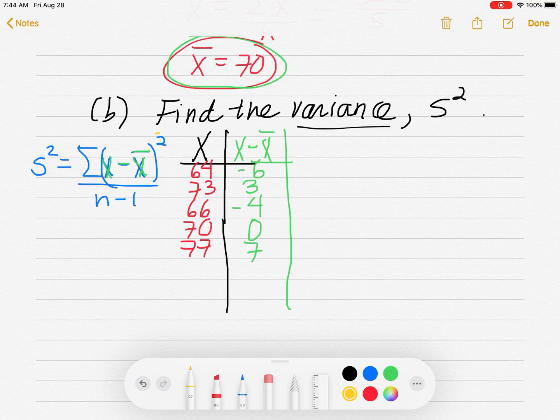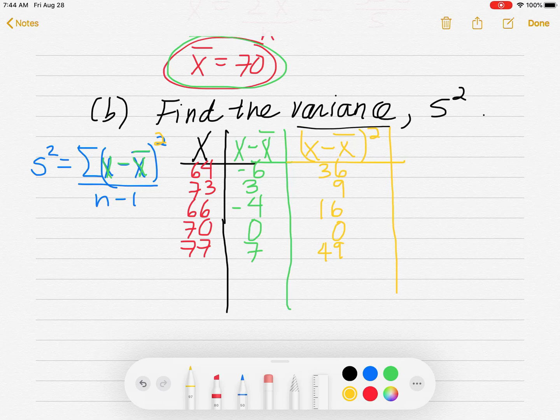Okay? The next thing I have to do is square this column. So I'm going to make a new column, X minus X bar, squared. Remember, when you square negative numbers, they're always going to be positive. In the calculator, you put negative 6 in parentheses and square that. But we know negative 6 times negative 6 is just positive 36. 3 times 3 is 9. Negative 4 times negative 4 is 16. 0 times 0 is 0. And 7 times 7 is 49. Just remember, when you're squaring a negative, it's always going to be positive.